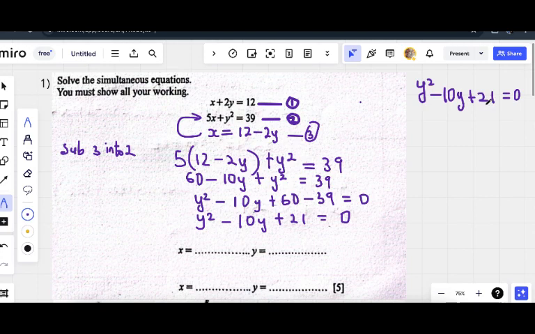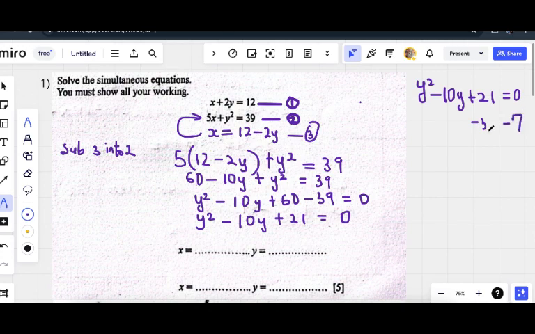So what we're going to do is find factors of 21, such that if we multiply those factors, we get positive 21, and if we add those factors, we get negative 10. So what are those numbers? If you multiply them, you get positive 21, and if you add them, you get negative 10. Those factors are minus 3 and minus 7.